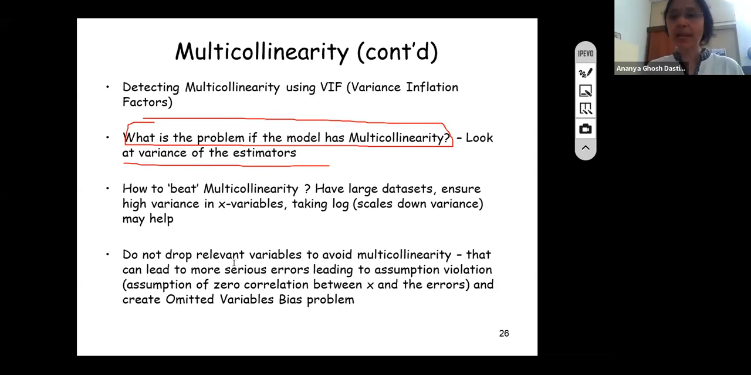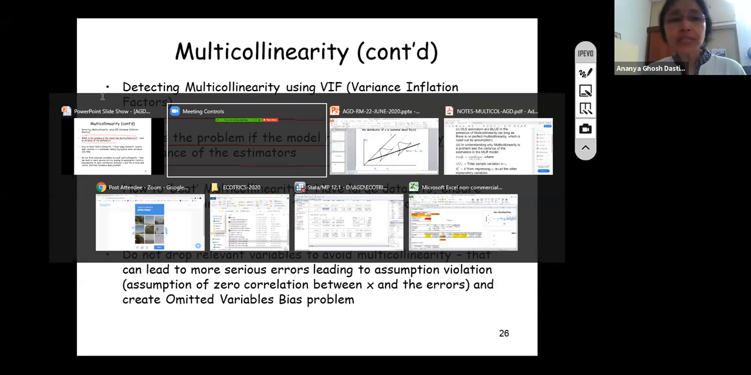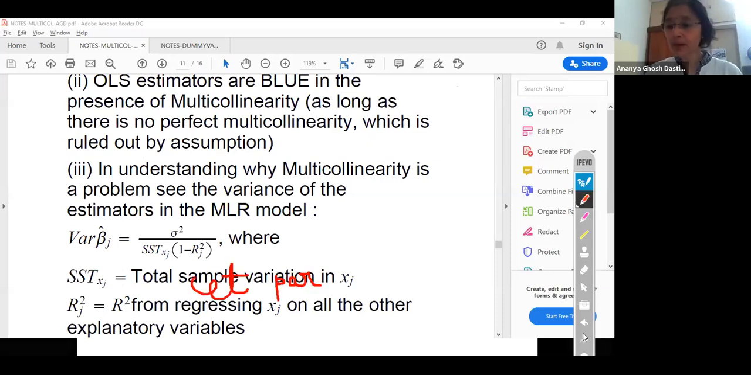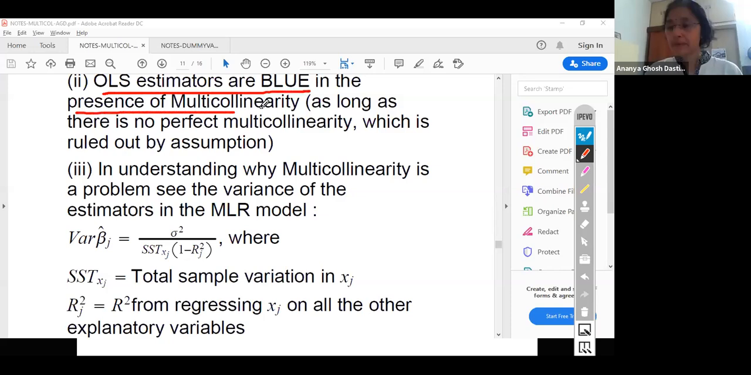I'm now talking about my notes. The first thing is that OLS estimators are BLUE even in the presence of multicollinearity, as long as we have ruled out perfect multicollinearity, right? That's the first point. Now, why is multicollinearity a problem?